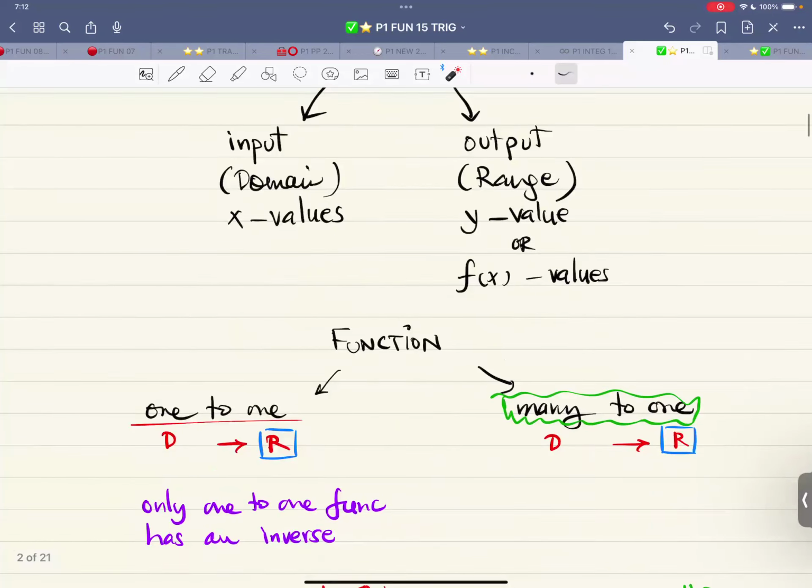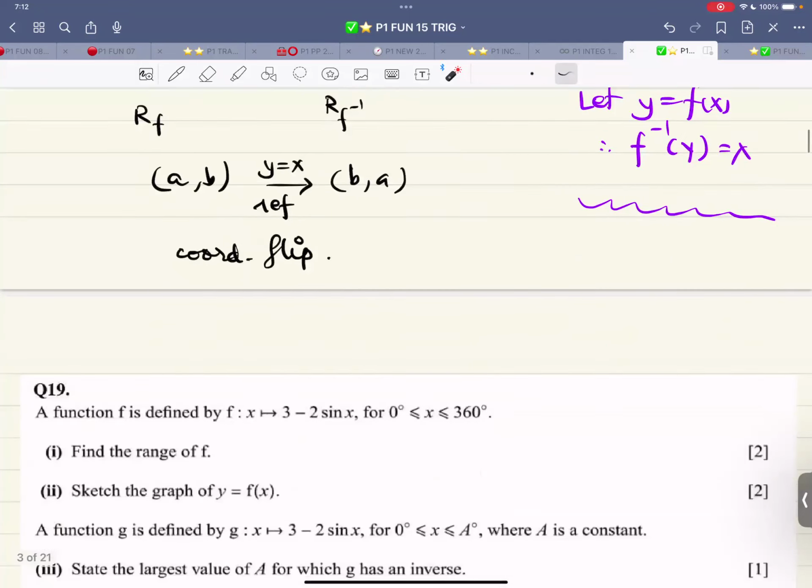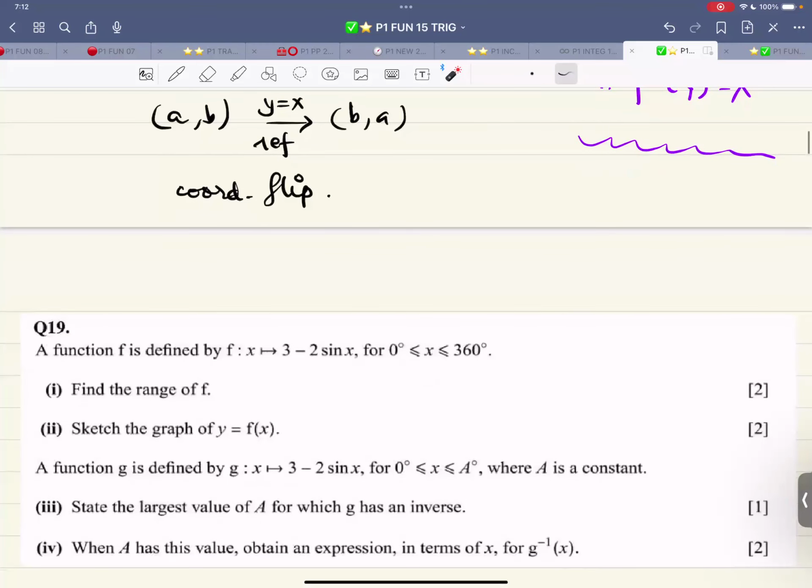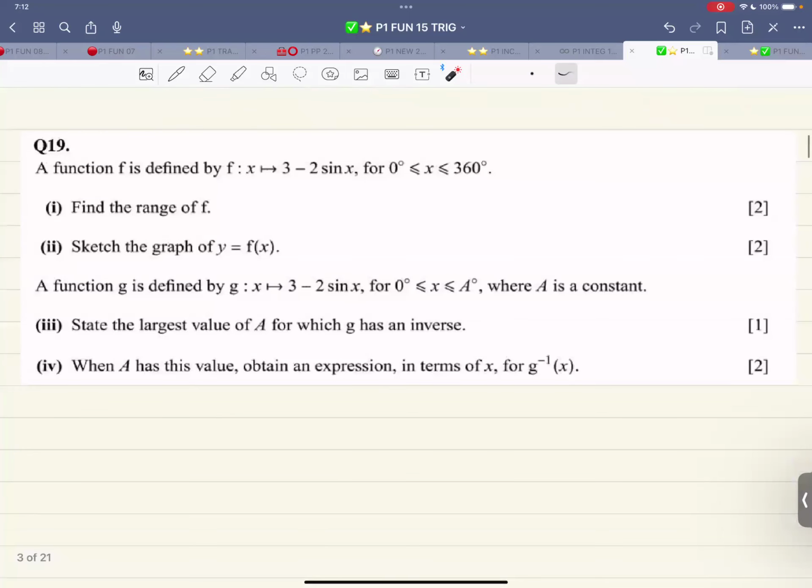So function, these are the few main things that we need to study. Okay, so now let's look at this particular question. All these questions are past paper questions. It says a function is defined by such and such. Find the range, sketch the graph.